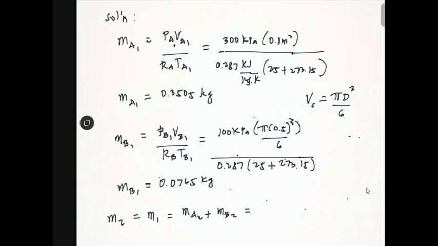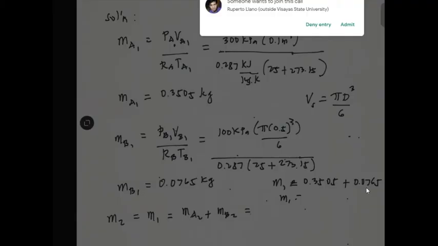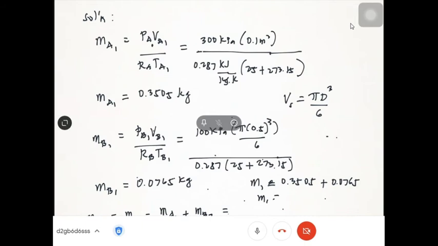So your mass 1 here, M1, is MA1 plus MB1. This is 0.3505 plus 0.0765. So your M1 is 0.427 kilogram. Okay.